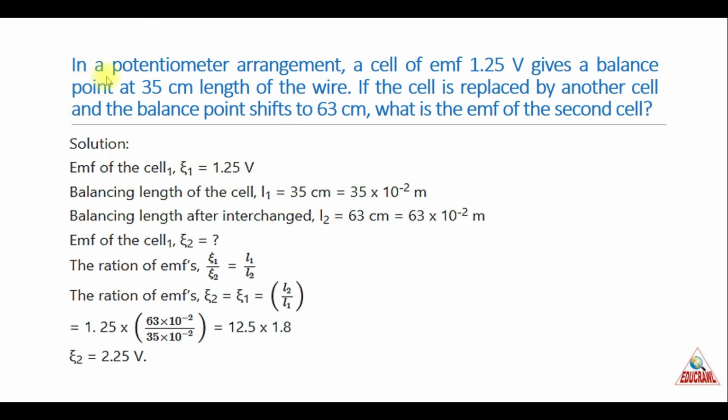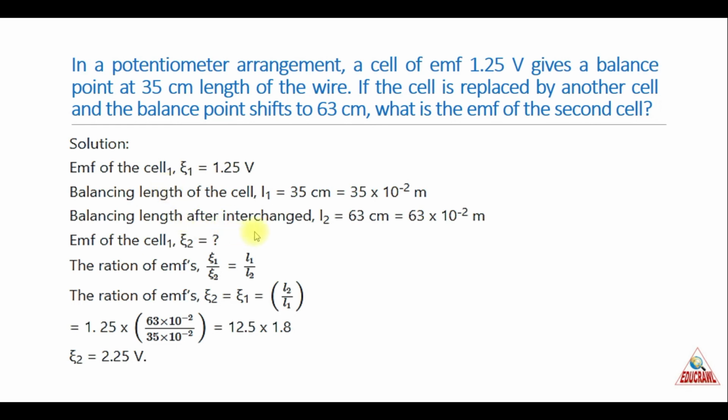The next problem. In a potentiometer arrangement, a cell of EMF 1.25 volt gives a balancing point at 35 cm length of the wire. If the cell is replaced by another cell and the balance point shifts to 63 cm, what is the EMF of the second cell?